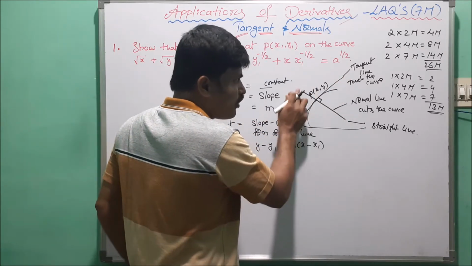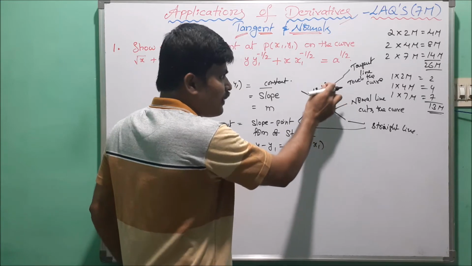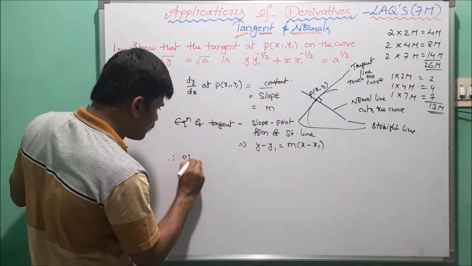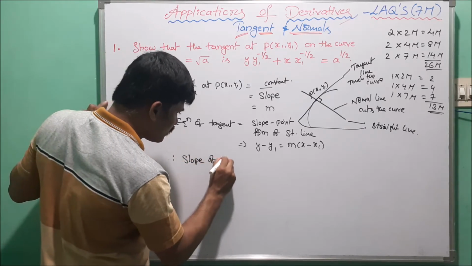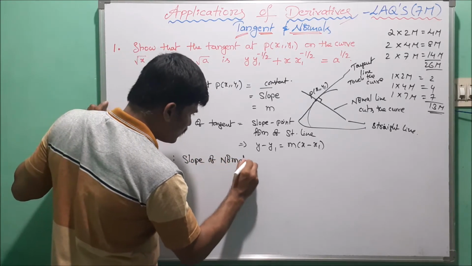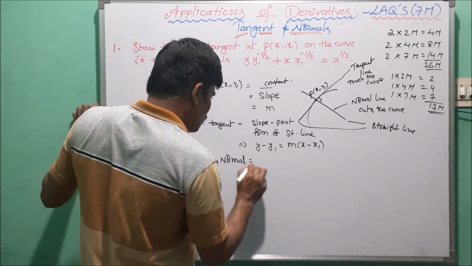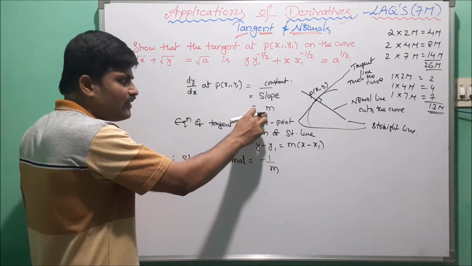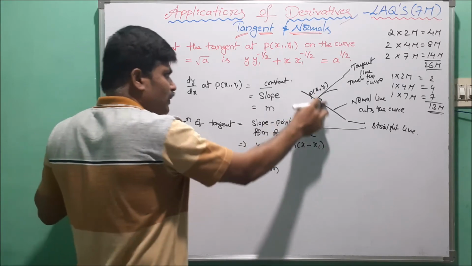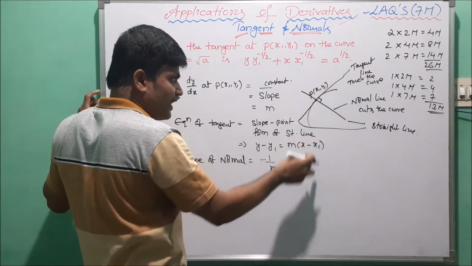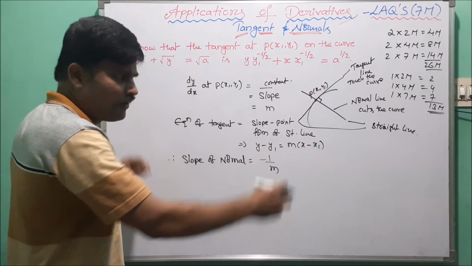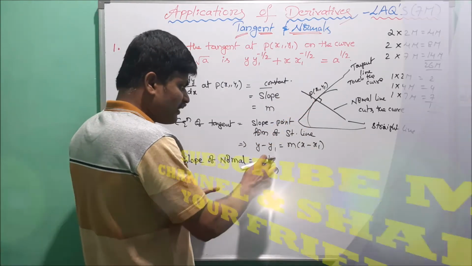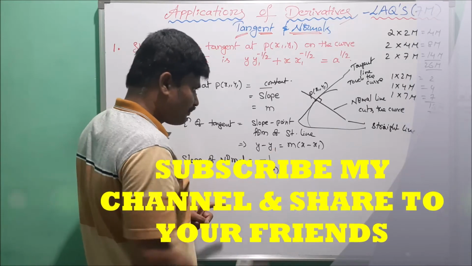Now clearly we have to observe the normal line is perpendicular to the tangent line. Therefore, slope of normal equals minus 1 by m. We have already found the slope of the tangent. Now here clearly the normal is perpendicular to the tangent line. So we can take the perpendicular slope as minus 1 by m.